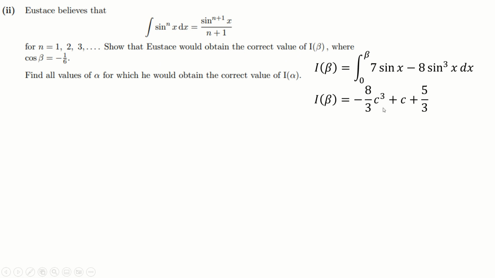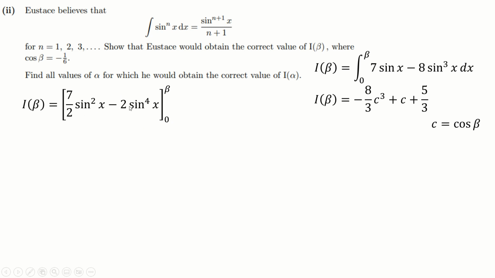We already evaluated it to be this, assuming that C is now cos beta. So, okay, let's just use Eustace's rule then on this to say that I of beta is apparently 7 sine squared x over 2 minus sine to the 4x over 4. So this is not what this equals, but according to Eustace it is. So that's fine, that's integrated, nice and easy.